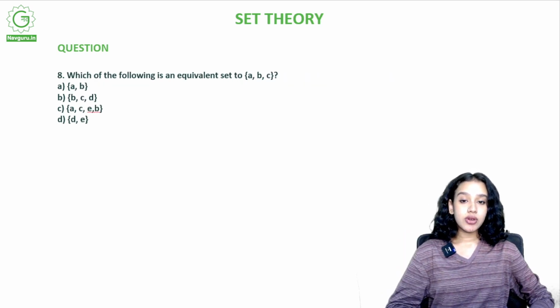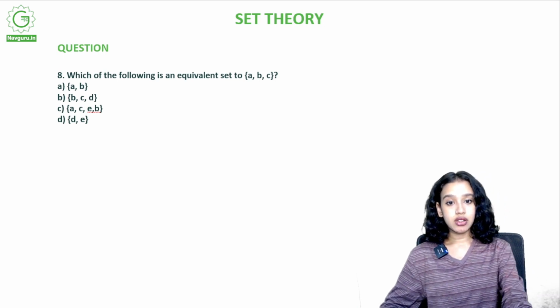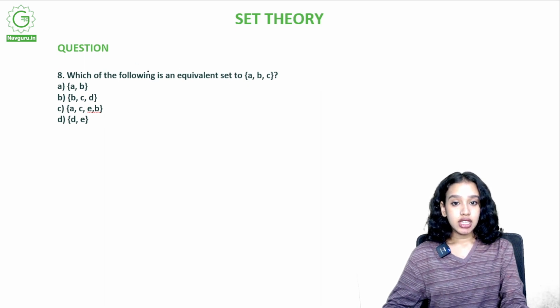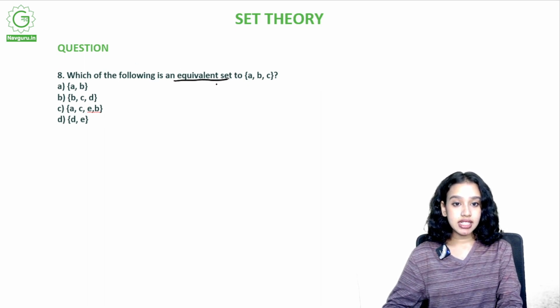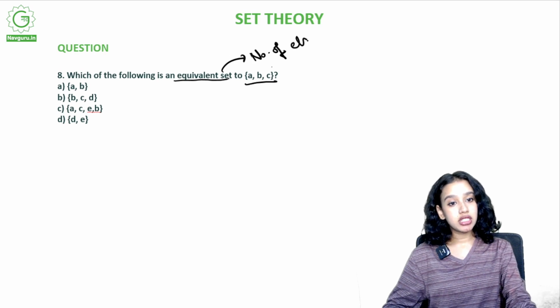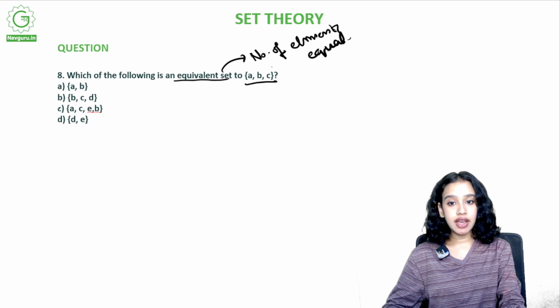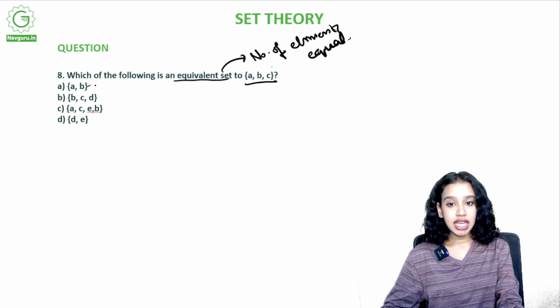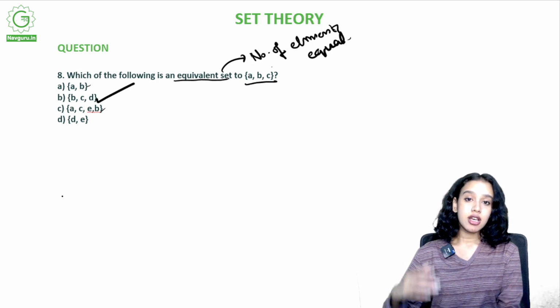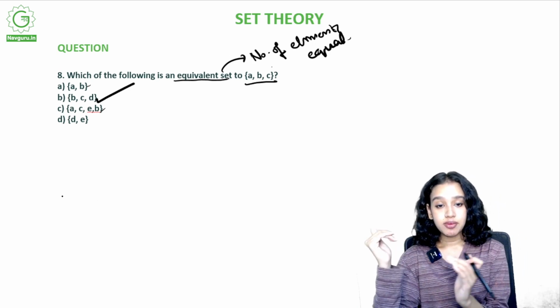Now, which of the following is an equivalent set to set {A, B, C}? We have to find the equivalent set, which means in equivalent sets, the number of elements should be equal. Here we have {B, C, D} with 3 elements, {A, B} with 2, this with 4 and this with 2. So obviously this is the right answer because they have 3 elements each.